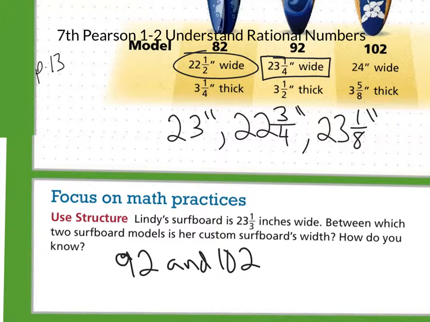And reasoning, it says, how do you know? Looking at the fraction part there, that had a third, the other one had a fourth. So we know that 1/3 is bigger than 1/4.